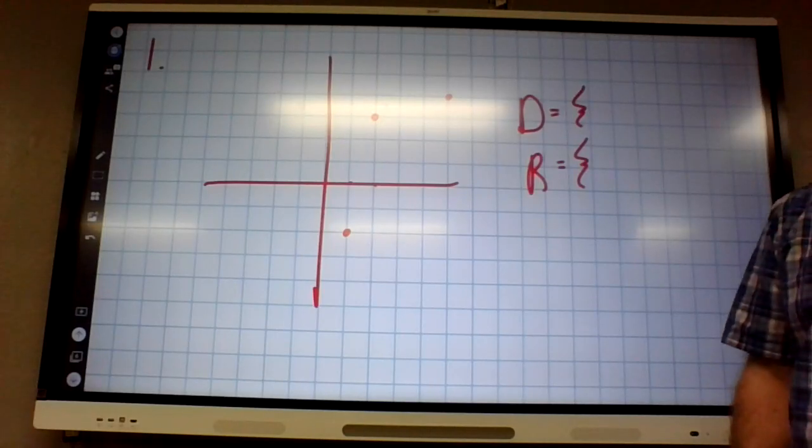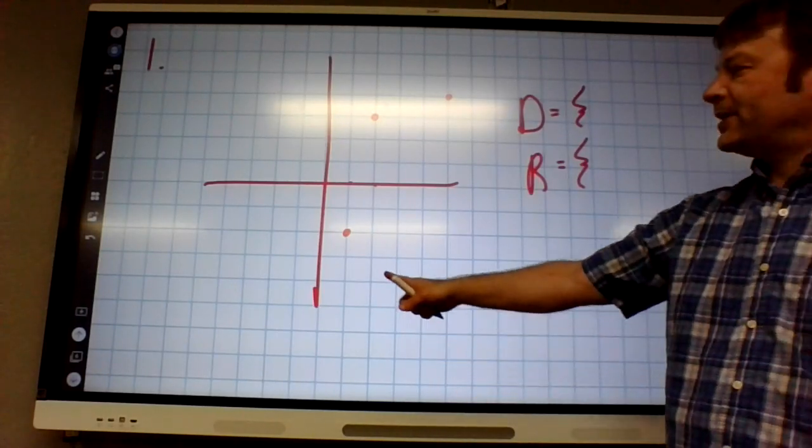Okay, so what did I say the domain was? X values. So what X values are we using?